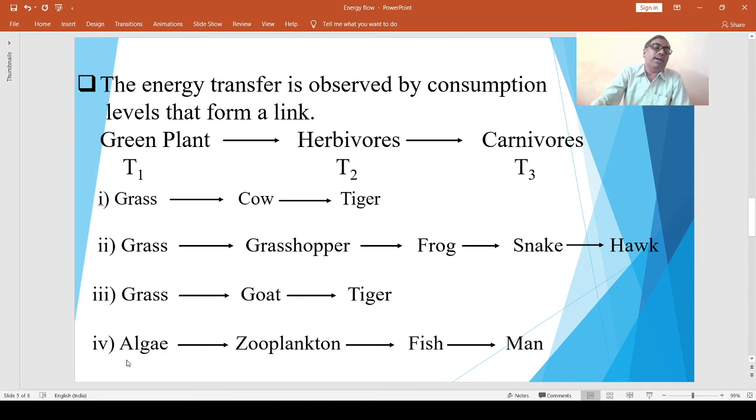And in an aquatic ecosystem, algae, zooplankton, fish, and man. In this way, there is a formation of a link. Thus, food energy is transferred from plants, herbivores, carnivores, omnivores to top carnivores.